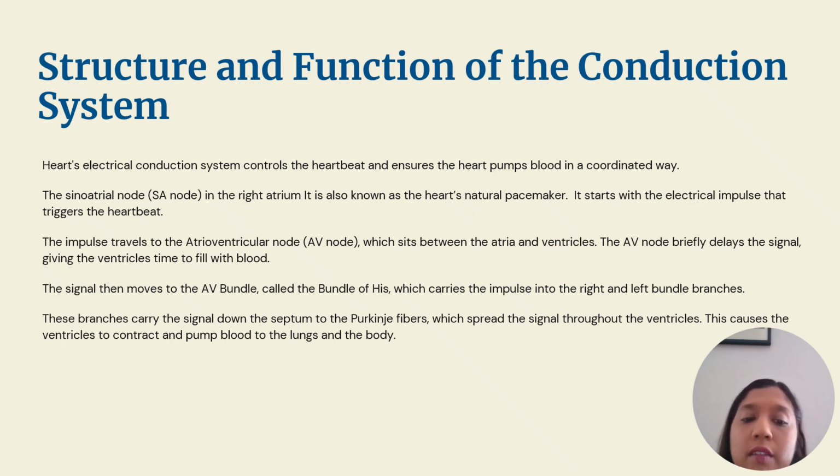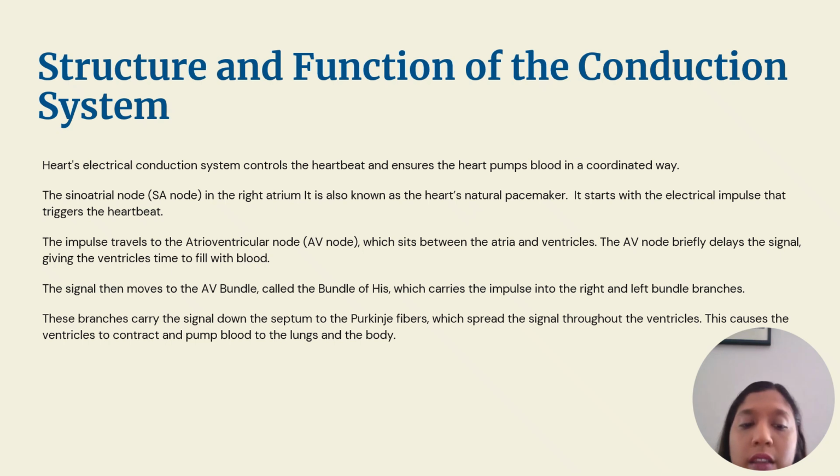The impulse travels through the atrioventricular node, which is also known as the AV node, and it sits between the atria and ventricles. The AV node briefly delays the signal, giving the ventricles time to fill with blood.